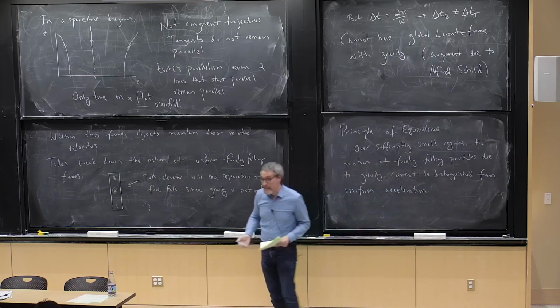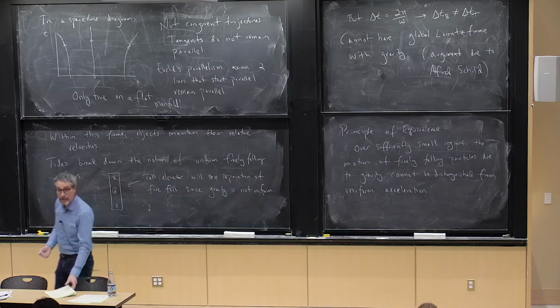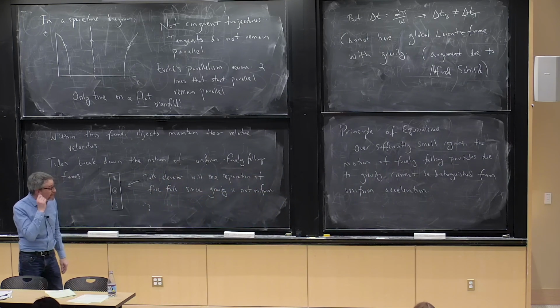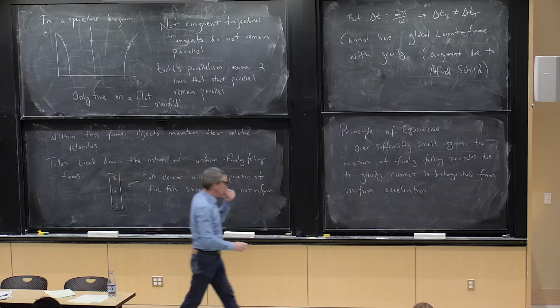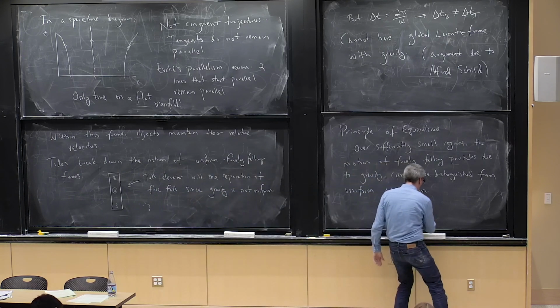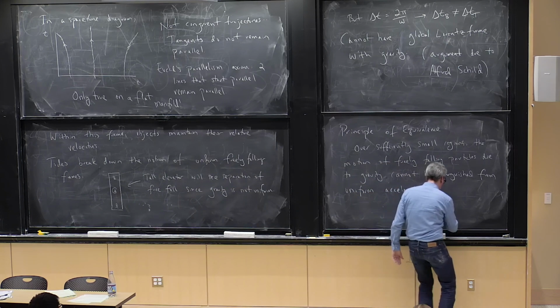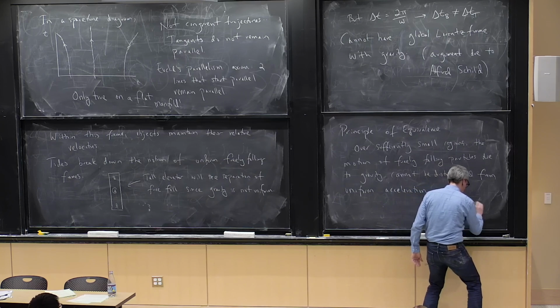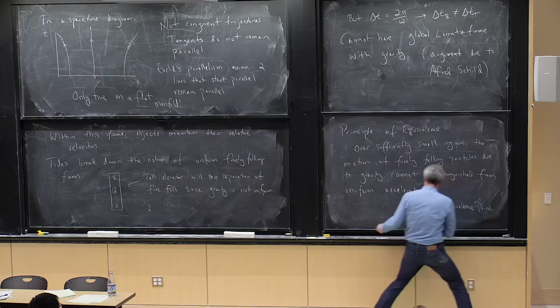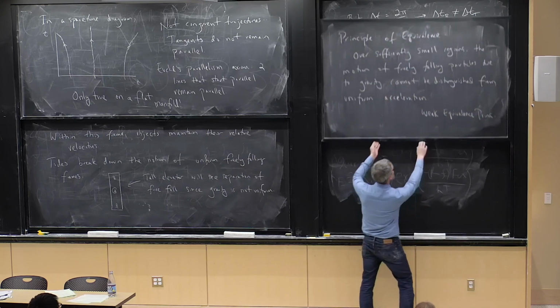The physical manifestation of this is that if you're an observer who is in that freely falling frame, moving due to gravity, you are also experiencing that uniform acceleration, and so you see no net acceleration. This particular formulation of it is known as the weak equivalence principle. I'm going to give you a couple variations in this in just a second.